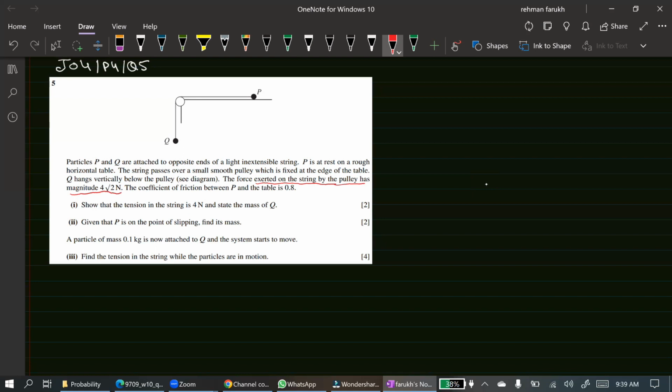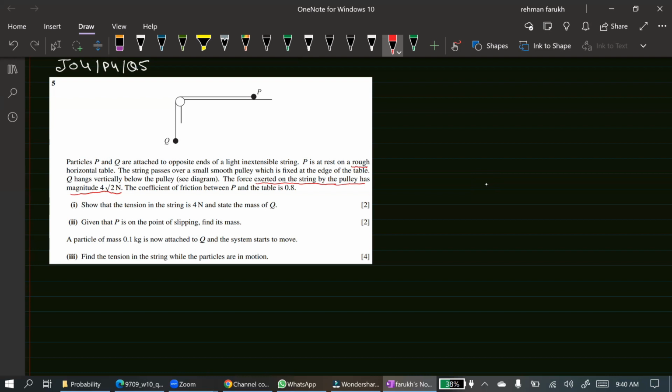Particles P and Q are attached to opposite ends of a light inextensible string. P is at rest on the rough horizontal table. The table is rough. The string passes over a small smooth pulley which is fixed at the edge of the table. Q hangs vertically below the pulley. The force exerted on the string by the pulley has a magnitude of 4 root 2 newtons.